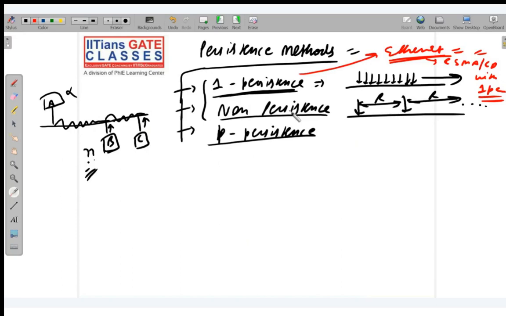Next point, channel utilization will be less, because chances are there that many stations are waiting for a random amount of time and the channel is still idle. The channel is idle and still many stations are waiting for the random amount of time.